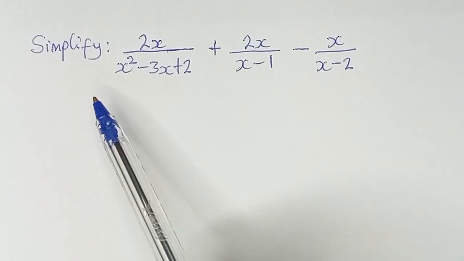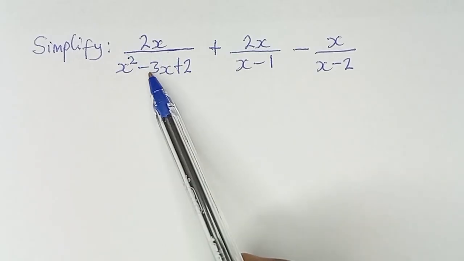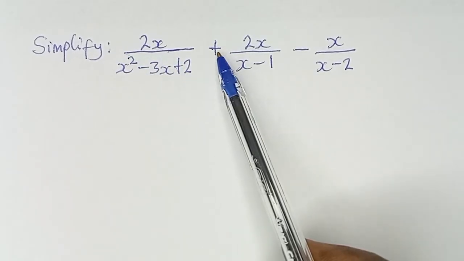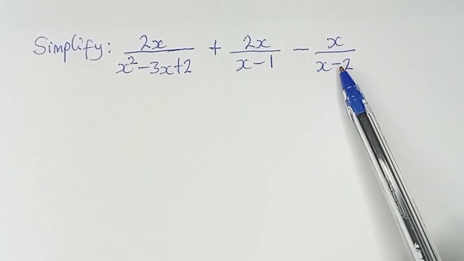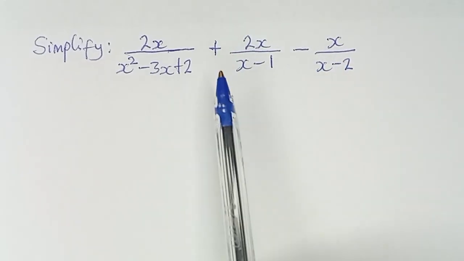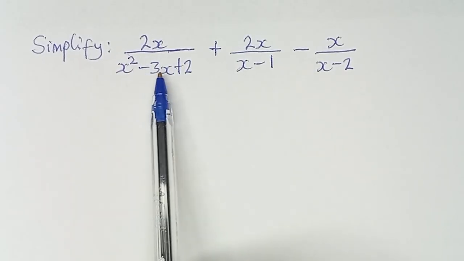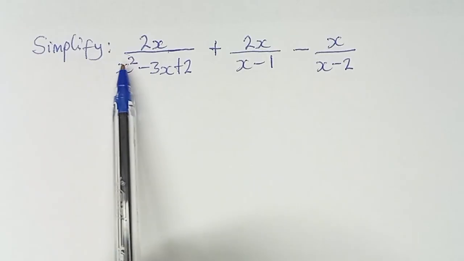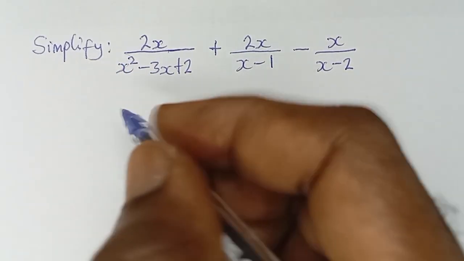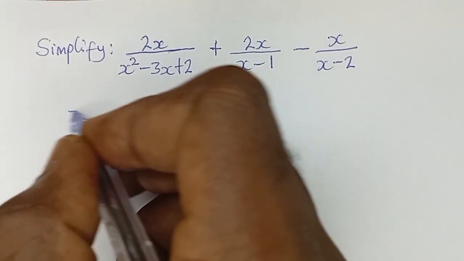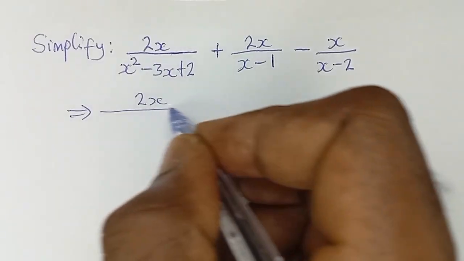Hello, you are welcome. The question here says simplify 2x all over x squared minus 3x plus 2, plus 2x over x minus 1, minus x all over x minus 2. Now, if we look at this, it is a quadratic denominator. So the first thing for us to reason here is to see how to factorize this quadratic expression there. So I can simply say this 2x up there and then all over.